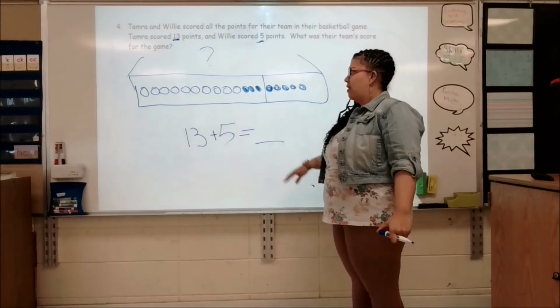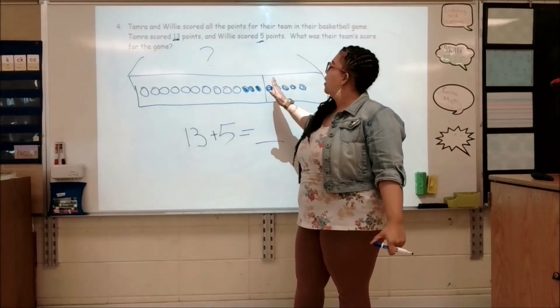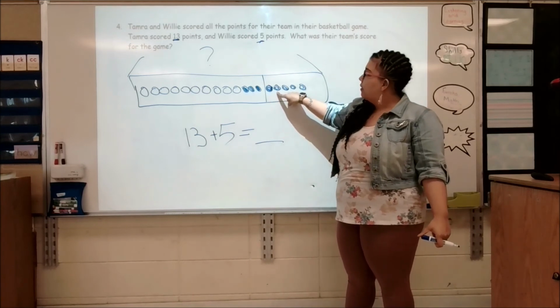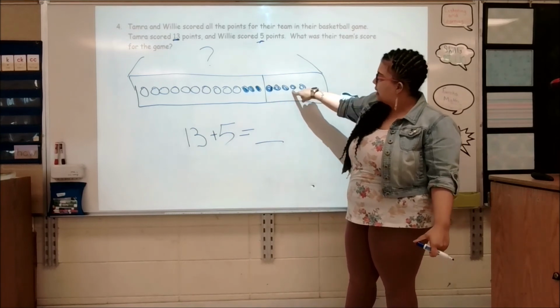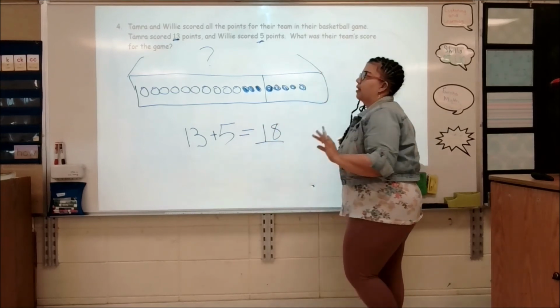So let's use that counting on. So we know that this is 13, 10, 3. So 13. What's next? 14, 15, 16, 17, 18. So 13 and 5 is 18.